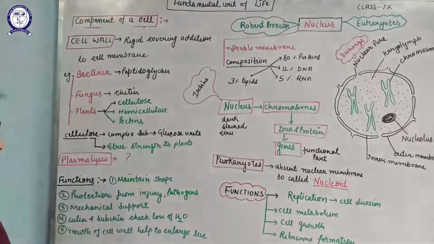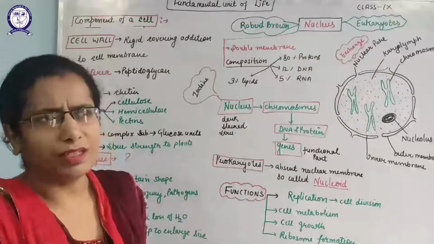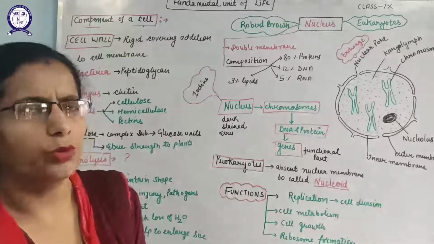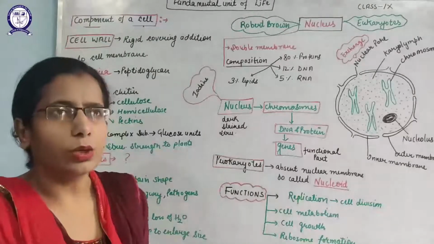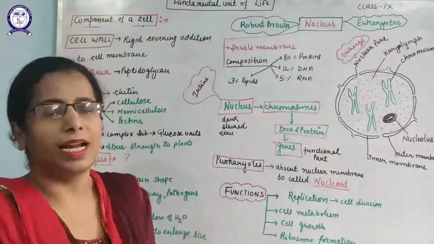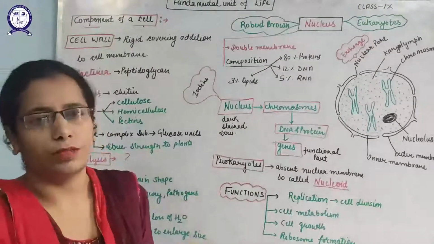And next, it is also responsible for the growth of the cell. Growth of the cell wall is responsible for the growth in plants, because plants are of two types, monocots and dicots. In dicots, due to secondary growth, their girth will increase, and that secondary growth is mainly due to the growth in the cell wall.